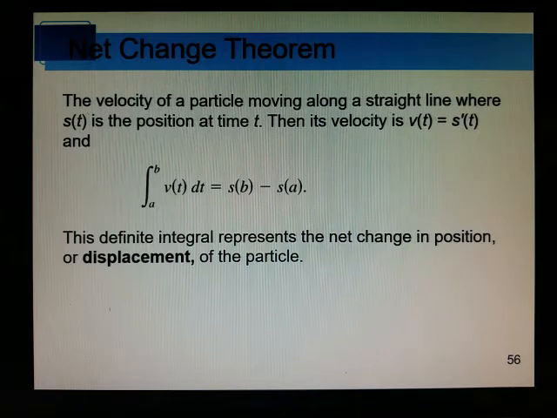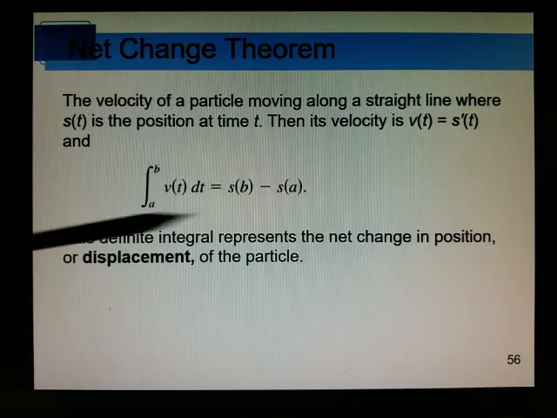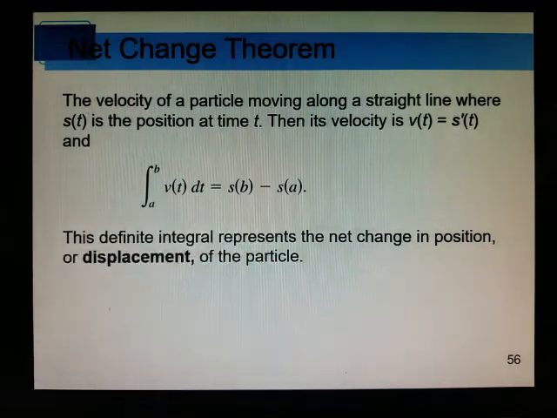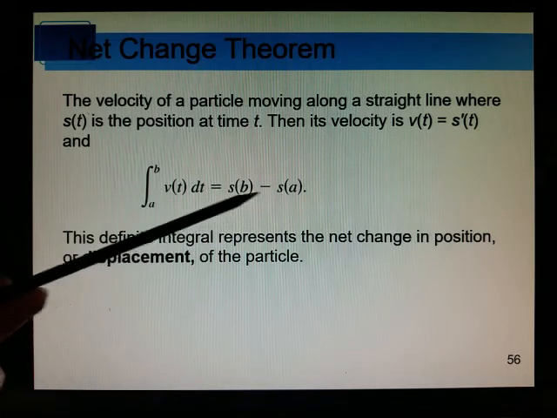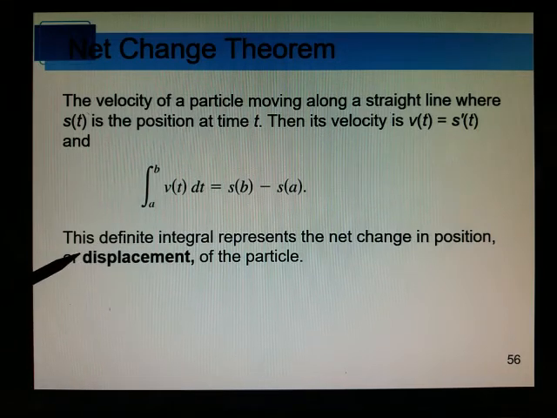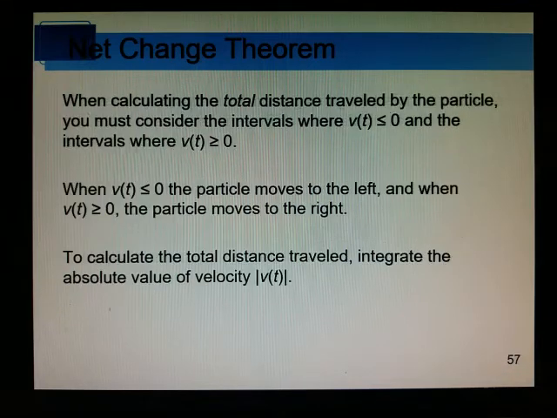So the velocity of a particle moving in a straight line, where the position function is given in terms of time, is the derivative of the position function. Also, if I was to integrate the velocity function, remember that's going to be the position function. So this definite integral represents the net change in position, or displacement, of a particle.